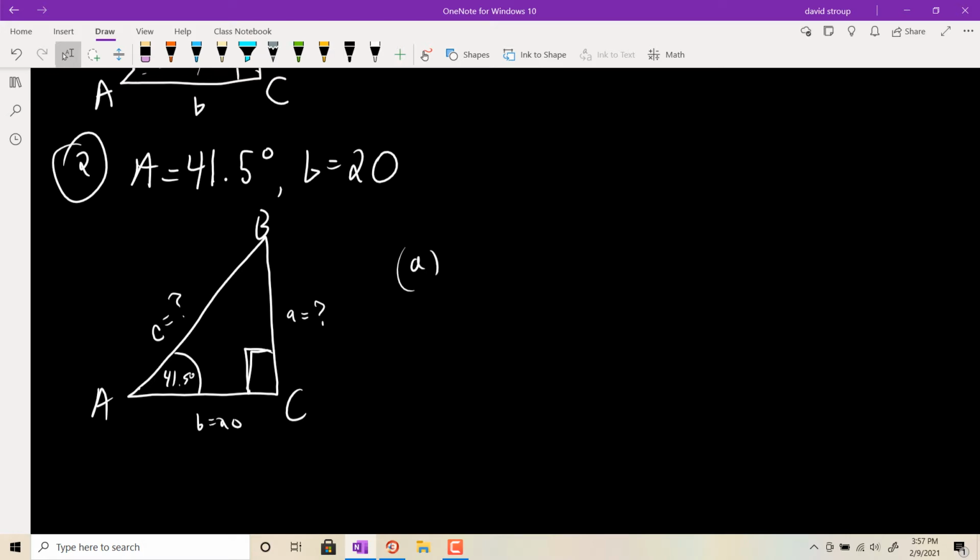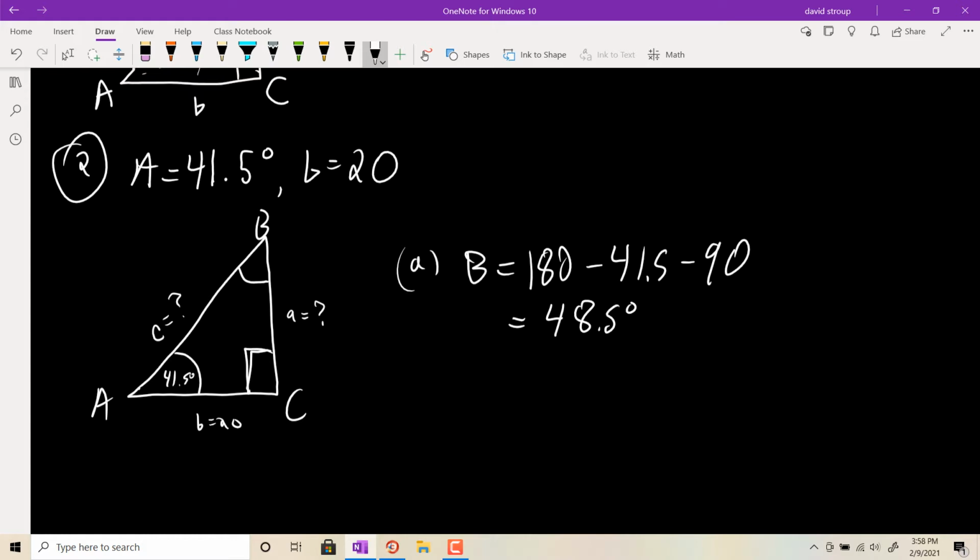So the first thing you could do, the low-hanging fruit so to speak, is this angle B. And you can get that easily because the three interior angles of any triangle have to equal 180 degrees. So basically you just take 180 and subtract away the angles you know. So 41.5 and also subtract away 90. And you'll end up with, if you get your calculator out, 48.5 degrees. Okay, so we can fill that in. And we just need to figure out A and C.